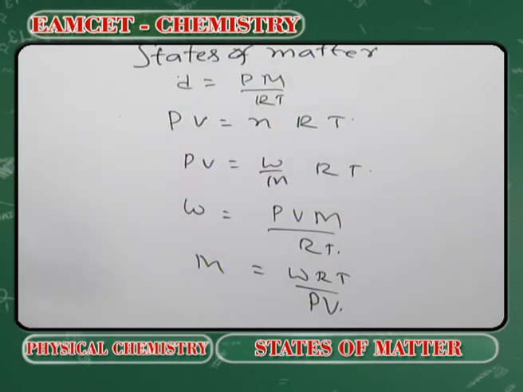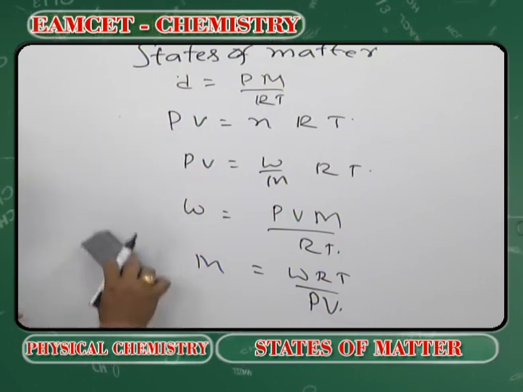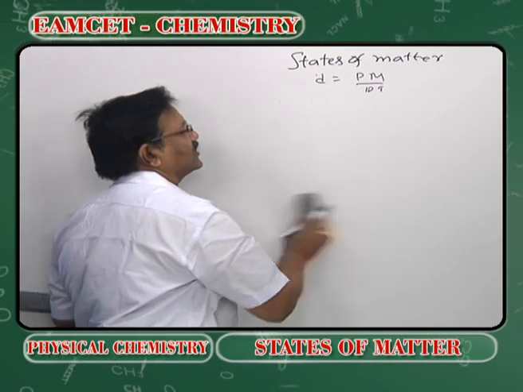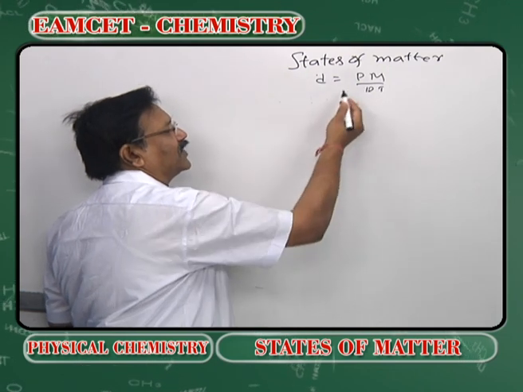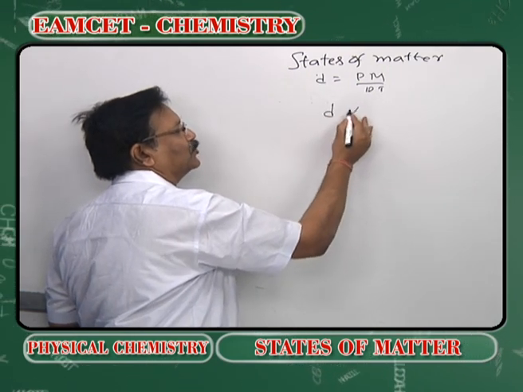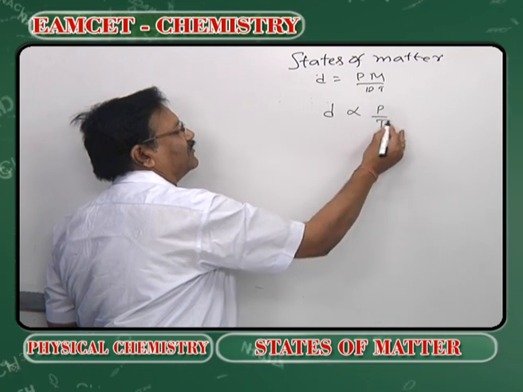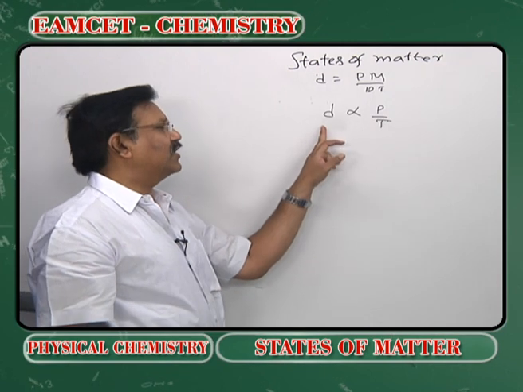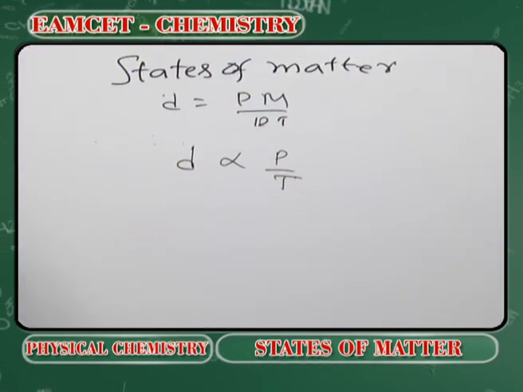So, for a given gas, M and R will be kept constant, then D is proportional to P by T.